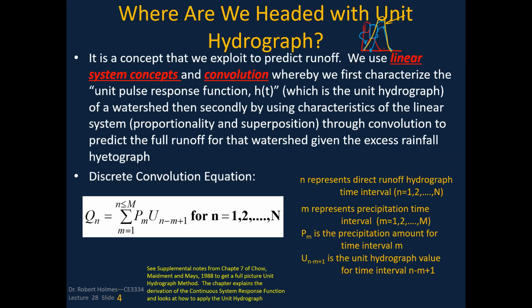Okay, and so we have that, and we're going to talk about it graphically. The interesting thing is I can describe that unit hydrograph, that linear system concept, through something called the discrete convolution equation, where I can get this in brown here. I represent that as my hydrograph ordinate, the final hydrograph, excess precipitation amounts times the unit hydrograph. That's what the U stands for.